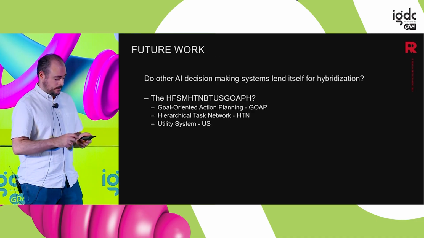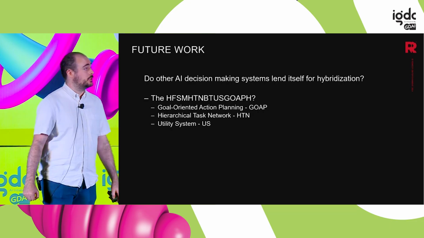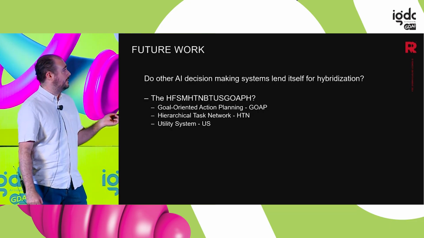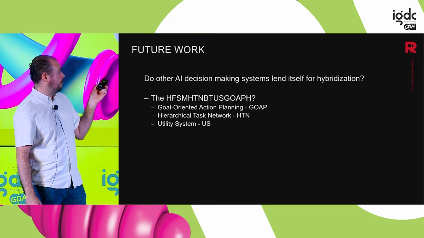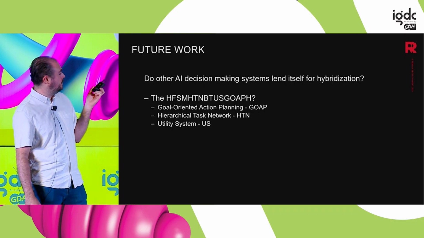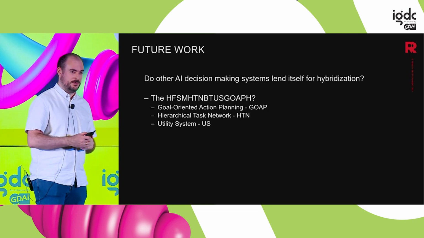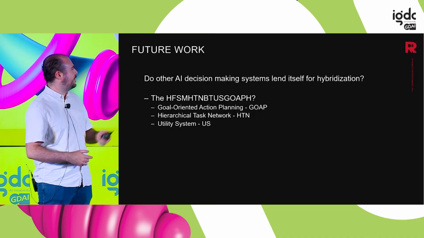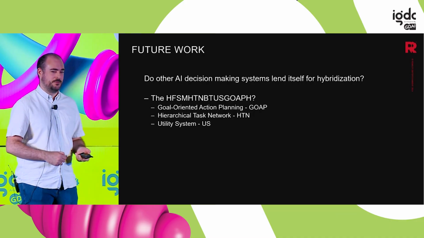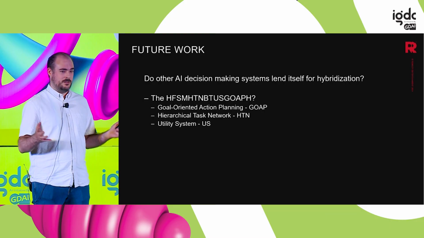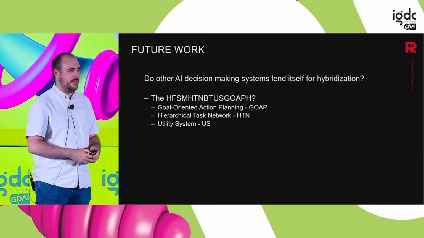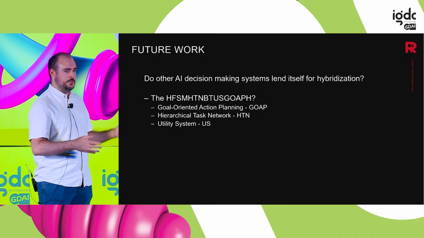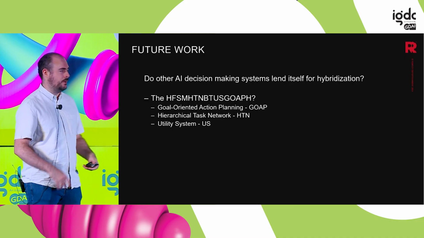Just because we made something better, though, doesn't mean that we're done. Maybe we will get the HFSM-BT-GOAP-HTN-U, yeah, probably not, but hey, who knows. Goal-oriented action planning, hierarchical task networks, and utility systems are, all in all, still a great way to do AI. And it might be useful to see if we can hybridize those into it as well.